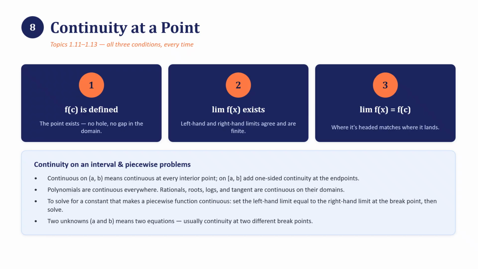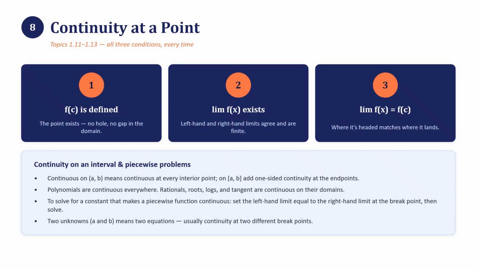Alright, next is continuity at a point. First, f of c is defined. The point exists, no hole, no gap in the domain. The second one is that the limit as x approaches c of f of x exists, so the left-hand side and right-hand side limits have to agree and are finite. And finally, the limit of f of x has to equal f of c. So this will determine if a function is continuous. Polynomials are continuous everywhere. Rationals, roots, logs, and tangent are continuous on their domains. Make sure to understand each one of these functions individually because they have different restrictions.